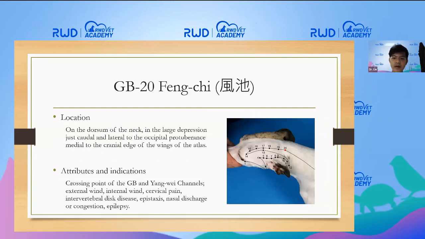Then I will introduce some acupoints that I often use in vestibular syndrome. The first one is GB20, Fengchi. It is on the dorsal of the neck, in the large depression just caudal and lateral to the occipital protuberance, medial to the cranial edge of the wings of the atlas. Attributes and indications are: crossing point of the GB and Yang Wei meridian, external wind, internal wind, cervical pain, intervertebral disc disease, epistaxis, nasal discharge or congestion, epilepsy.